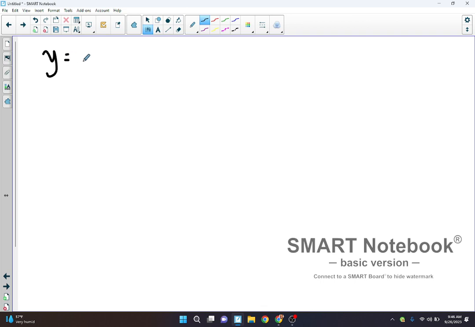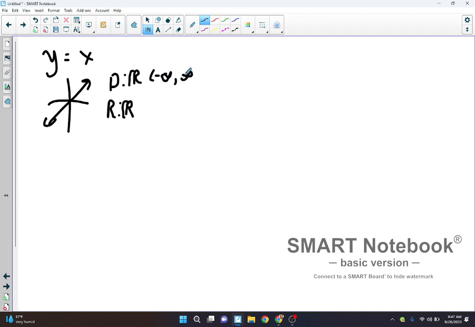We have y equals x. Remember that it's just a straight diagonal line. The domain and range is all reals. To save time, I'm just going to type all reals. But remember, how we write all reals is actually negative infinity to infinity, okay?